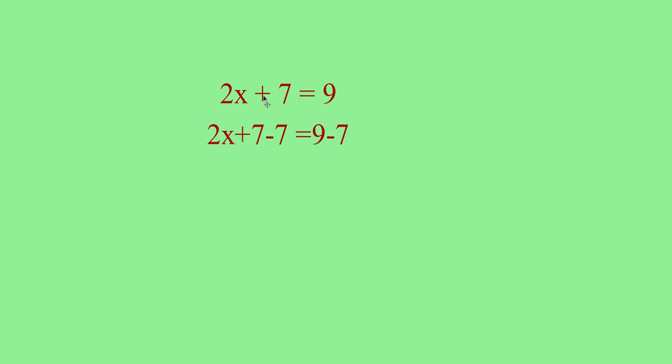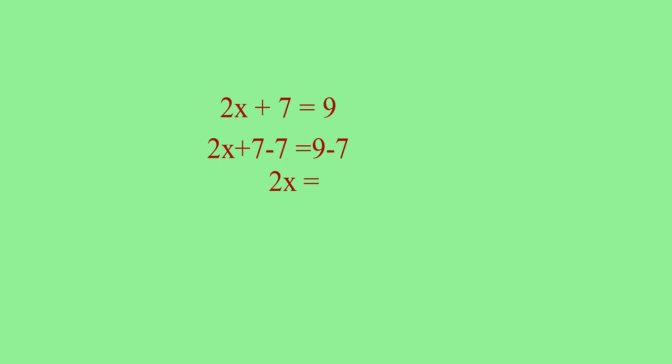That we can write as, since it is plus 7, you subtract 7 here. The same 7 you have to subtract from the RHS also. So 2x plus 7 minus 7, we will get 2x, and 9 minus 7 you get 2.